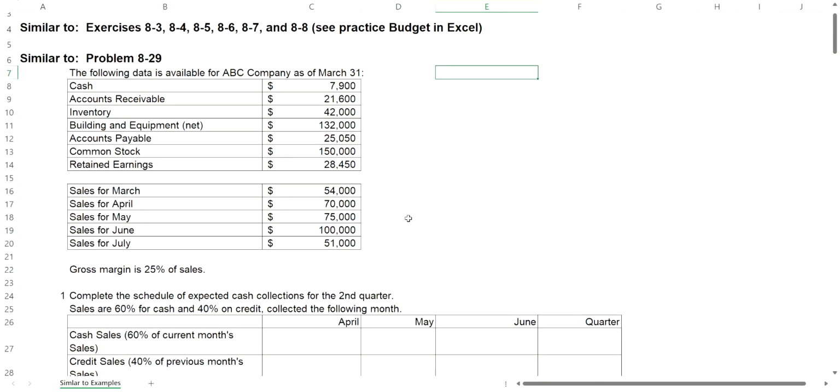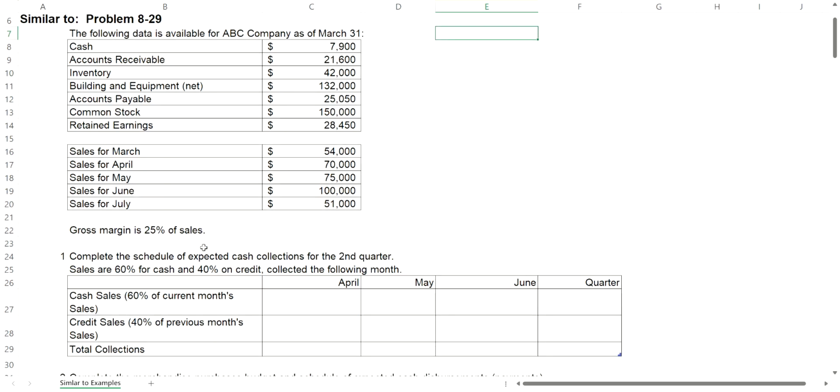Okay, so let's start with the following data as of March 31st. You're given the balances for cash, accounts receivable, inventory, building and equipment, which of course are all assets, accounts payable, liability, common stock and retained earnings, stockholders' equity. And then you're given expected sales in dollars for March, April, May, June, and July.